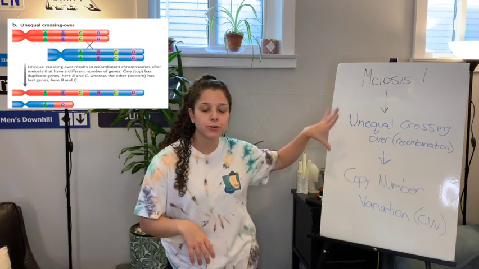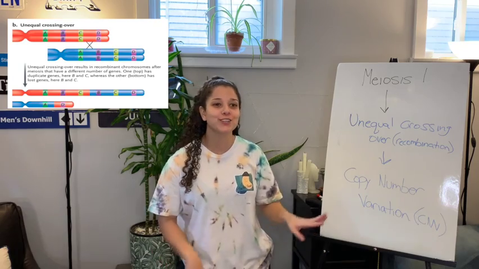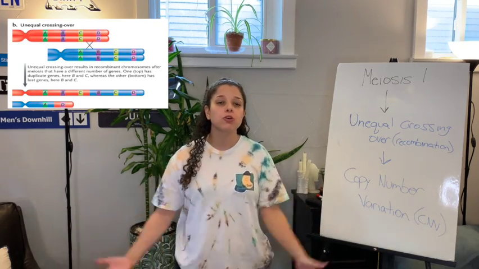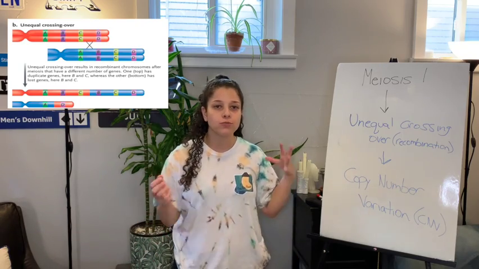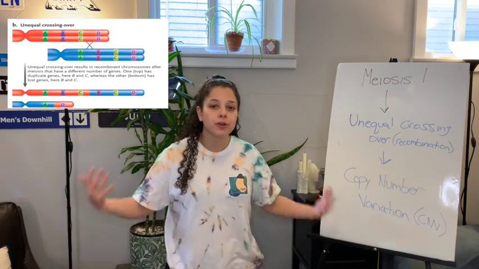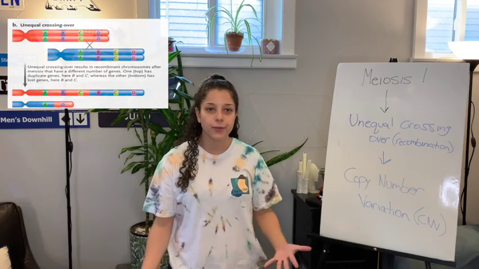All right, and the last mutation that we're going over can occur during meiosis 1. My pen ran out, so there's no significance to why this is in blue. I just don't have any more black left. So during meiosis 1, we can get unequal crossing over of the chromosomes, also known as recombination, and that can lead to copy number variation, which we just went over at the beginning of this video.